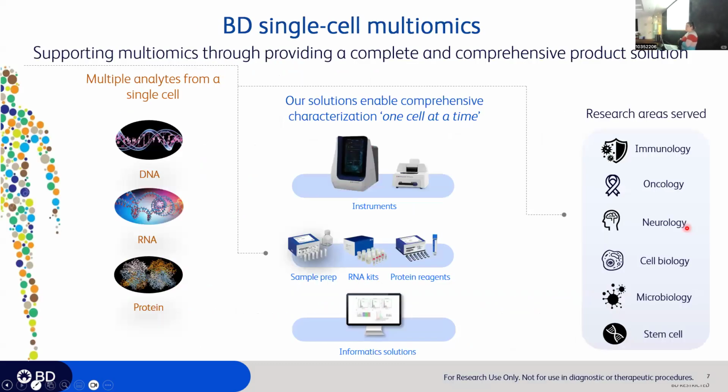Our portfolio supports a wide array of analytes, and we support the instruments through reagents and through some data analysis, and we'll talk about that as well. We can analyze multiple analyte types from DNA to RNA to protein, and a lot of these we can do at the same time. This of course supports many different research areas. It's a very flexible tool to use and can answer questions in multiple different subdisciplines.